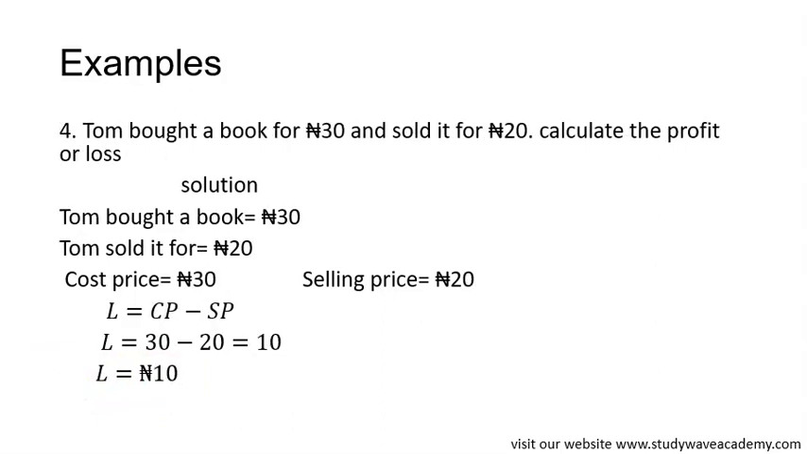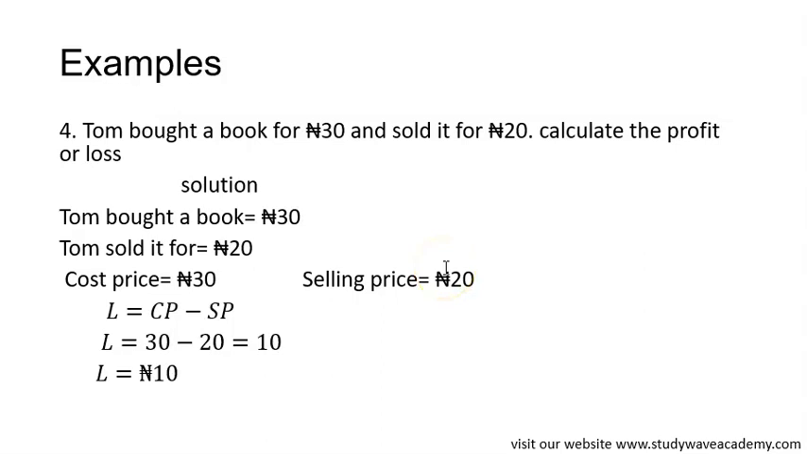We have another example here. Tom bought a book for 30 naira and sold it for 20 naira. Calculate the profit or loss. Tom bought a book for 30 naira and he sold it for 20 naira. The cost price is 30 naira. He bought the book for 30 naira, so the cost price is 30 naira. And he's selling it for 20 naira. So the selling price is 20 naira.